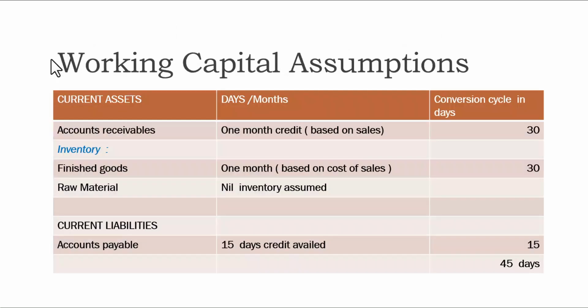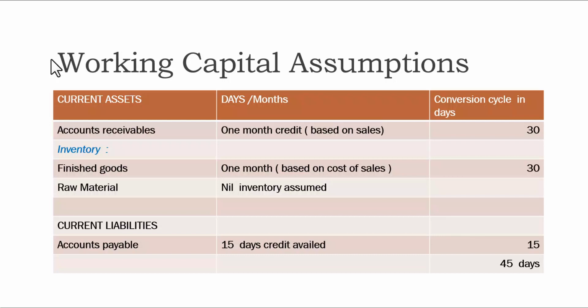Okay, fine. Then, some working capital assumptions. Accounts receivable, you will be giving 1 month credit to your customers. That means your money will be tied up for 1 month. You are going to get, after 1 month, whatever sales you have made for the previous month. Inventory, finished goods, 1 month. Raw material, I have assumed nil inventory. So whatever you are buying, it's available immediately and you just make a final product. So at the end, opening and closing are almost nothing with you.